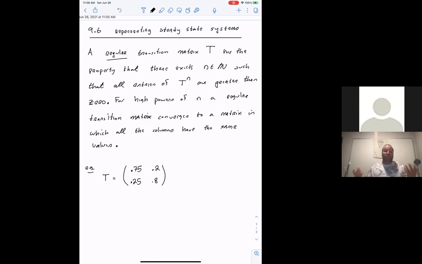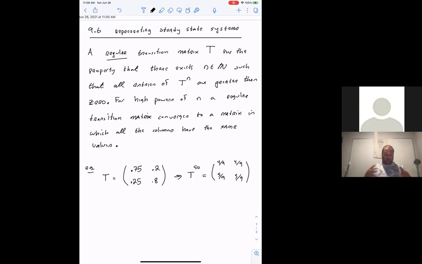So you see that eventually, in this case, if I do T to the 50th, it becomes 4 over 9, 5 over 9, 4 over 9, and 5 over 9. What we see is that eventually all the columns are the same, which is an amazing result.